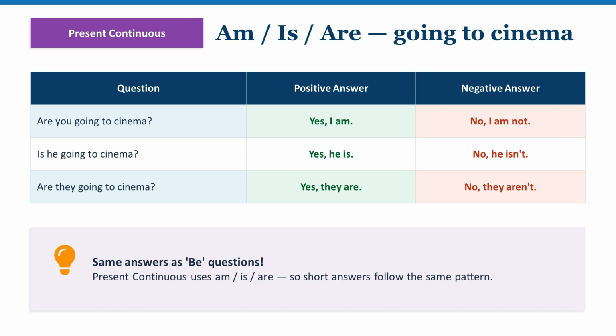The present continuous tense also uses am, is, and are in questions. So the short answers follow the same pattern. Are you going to cinema? Yes, I am. Or, no, I am not. Is he going to cinema? Yes, he is. Or no, he isn't. Are they going to cinema? Yes, they are. Or no, they aren't. As you can see, whether we are asking about being something or doing something right now, the short answer pattern stays the same. We use am, is, or are.